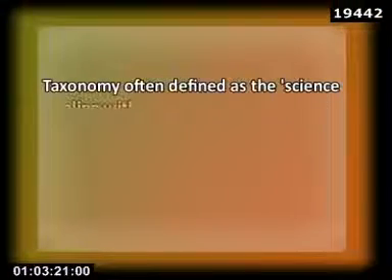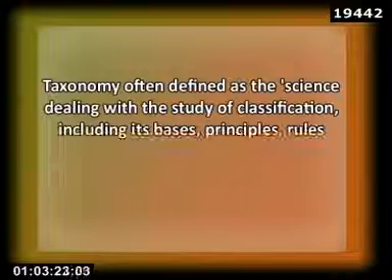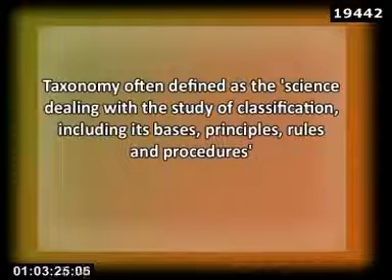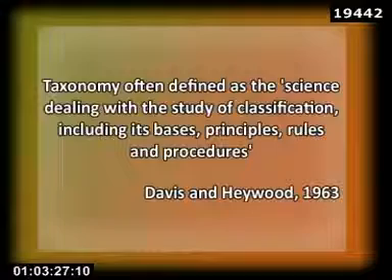For a long time, plant taxonomy was considered the science of identifying, naming and classifying plants. Since identification and nomenclature are important prerequisites for any classification, taxonomy is often defined as the science dealing with the study of classification, including its basis, principles, rules and procedures. The scope of taxonomy has however been enlarged in recent years to make taxonomy and systematics synonymous.